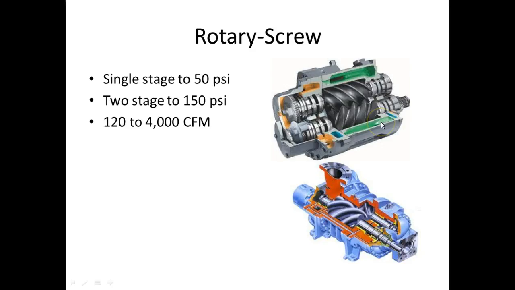So I'm going backwards there. A rotary screw. On a rotary screw, you have two screws, and notice they're meshed together. The intake is on one side, and then they decrease the volume as it goes through the compressor. What's nice about a rotary screw compressor is it can give you a continuous flow without going through the tank.